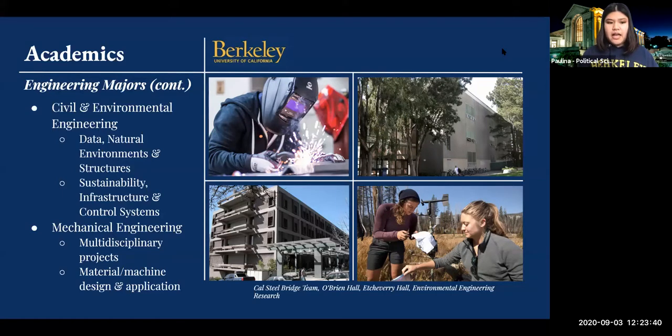Mechanical engineering has different multidisciplinary projects, as well as material and machine design and application. And a lot of what happens in the mechanical engineering major is centered around things like robotics, mechatronics, micro and nano systems, automated manufacturing, automated transportation, computer mechanics, and internal combustion.